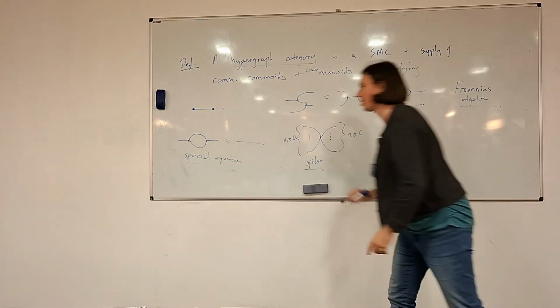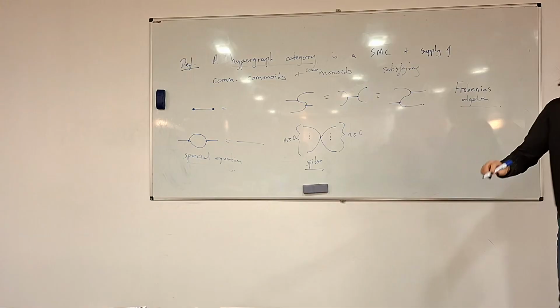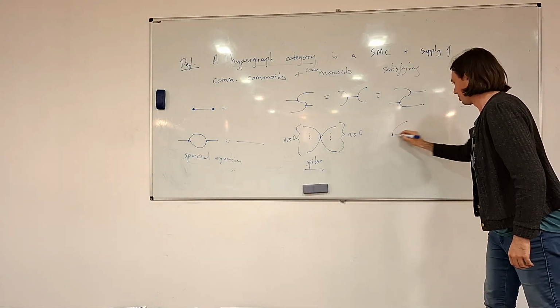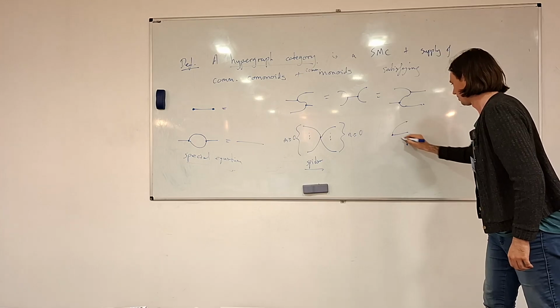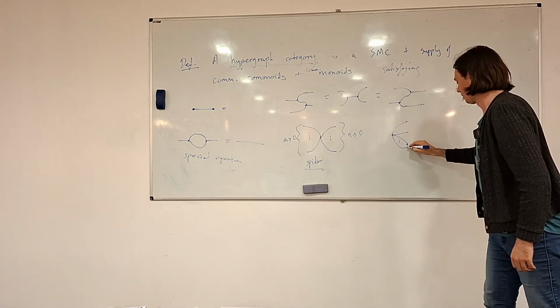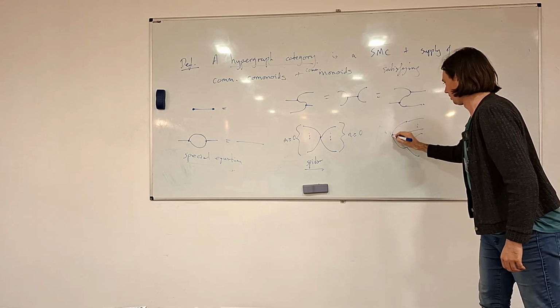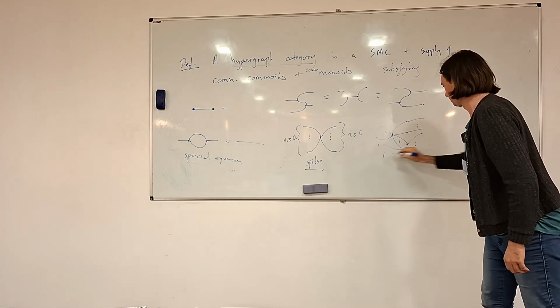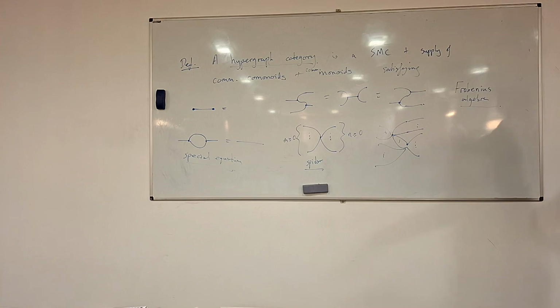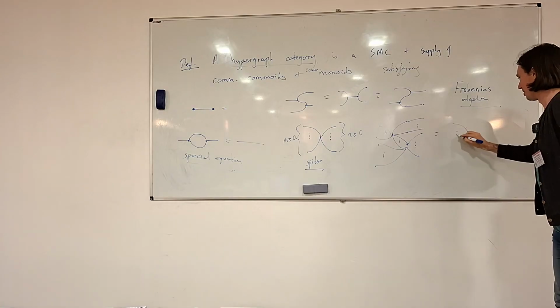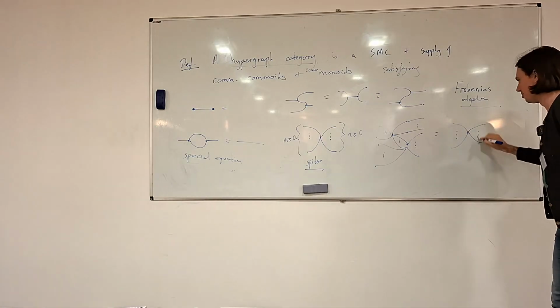So we have a supply of spiders, and they have to satisfy the spider fusion equation, which says that two spiders that connect by a non-zero number of legs is the same thing as a single spider with even more legs. This is called spider fusion.